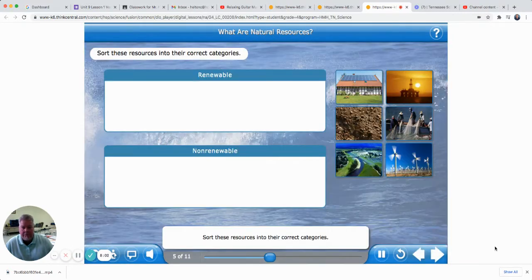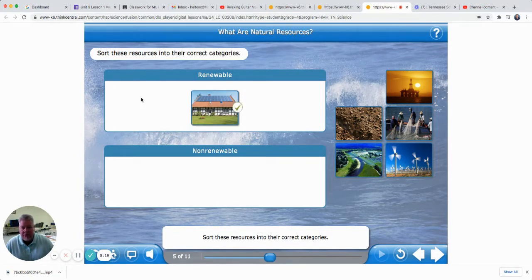Sort these resources into their correct categories. All right, so we're going to sort them into renewable and non-renewable. This house has solar panels on the roof, so it's using sunlight to produce electricity. Sunlight is a renewable resource. Okay, this looks like an oil rig out in the ocean. Oil is a fossil fuel, so it's non-renewable.